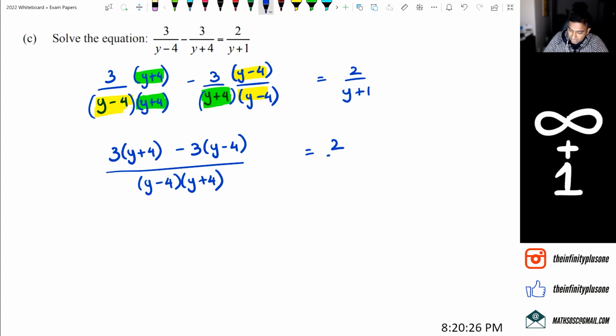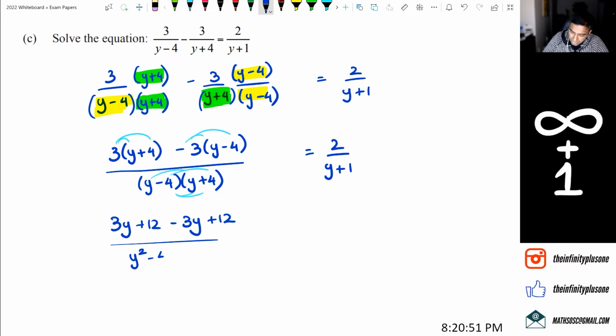And of course, don't forget everything on the other side of the equal sign. So at this point, I can actually expand the brackets. I've got to expand these, I've got to expand this. So I've got a whole lot of expanding to do. I've got 3y plus 12 minus 3y plus 12, all that over y squared minus 4y plus 4y minus 16 equals 2 times y plus 1.